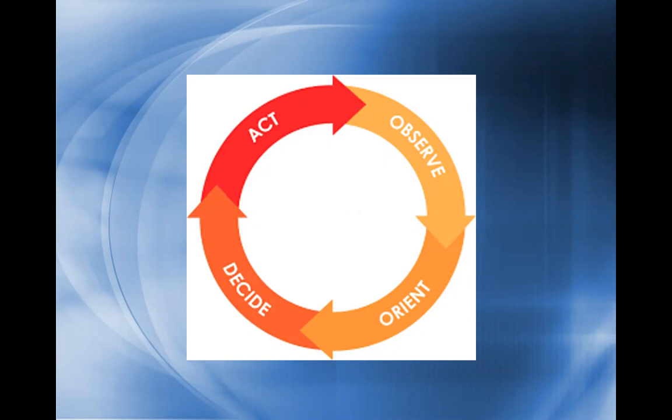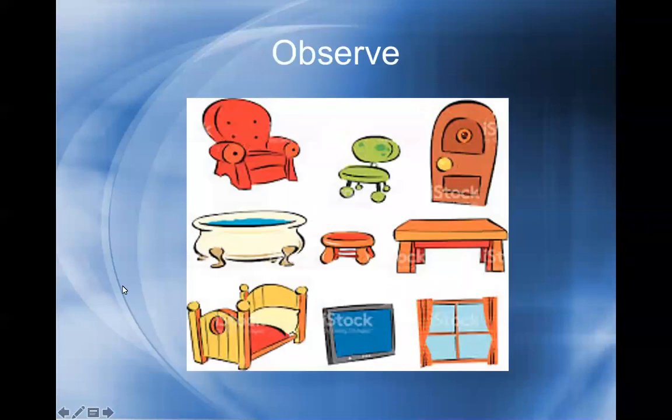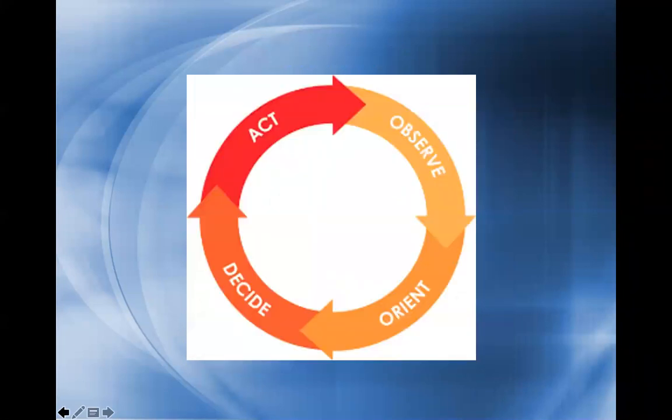So I want to go back to observe with you guys. I am going to give you 15 seconds to look at this. And then I am going to want you, in the chat area, to write down what all 9 of those items are. So you've got 5, 4, 3, 2, 1, time's up. So in the chat area, do your best to write down what all 9 of those items were. And let's just see how observant you were.